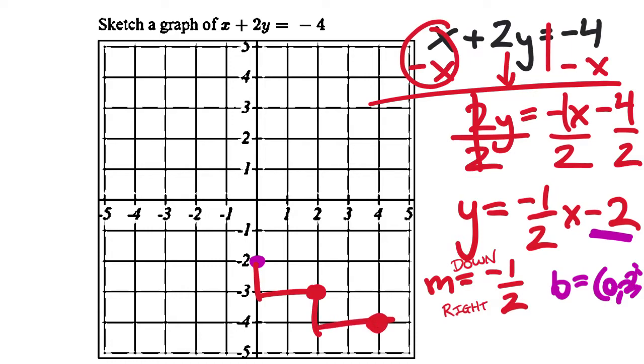In fact, since that takes me to the edge of the graph, as far as I can go, I can go the other direction as well. So that's left 2, up 1. Left 2, up 1 again, right? And then I get something like this line right here, okay?